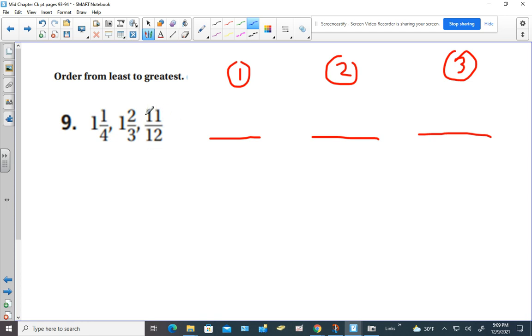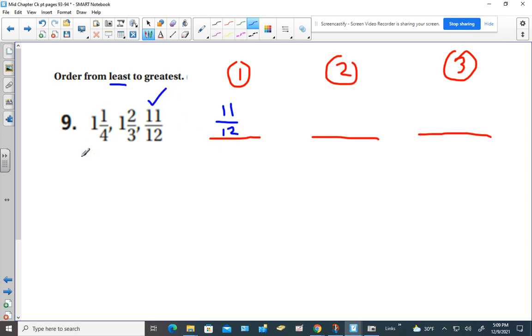Now, anytime you have a fraction compared to mixed numbers, if you have a numerator that's less than the denominator, then you know you're talking about a value that's less than 1. So that's going to be the lowest and the least. So I'm going to put that first. Fortunately, we don't have to do 11 divided by 12 to figure out what that equals, because we can use mental math to know that that's the least value. All right, so this one we're all set with.